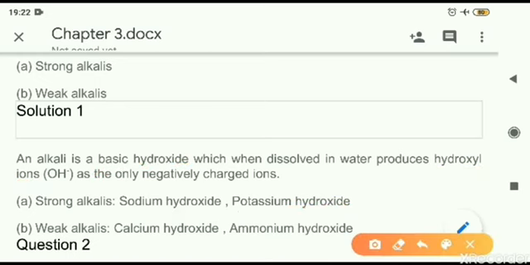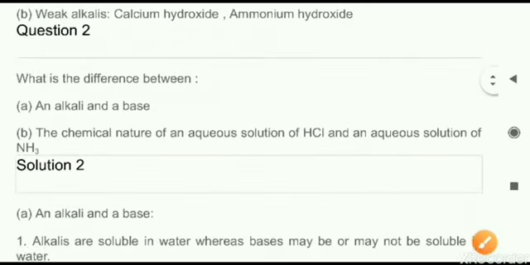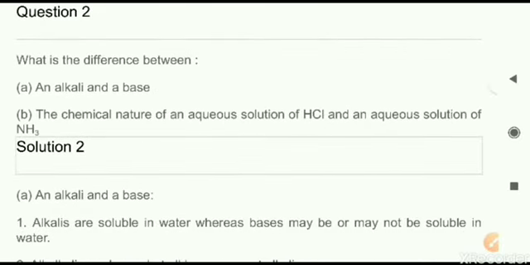or they are fully soluble in water. The weak ones are partially soluble in water. Examples are given: calcium hydroxide Ca(OH)2 and ammonium hydroxide NH4OH. Question number 2. Difference between an alkali and base.